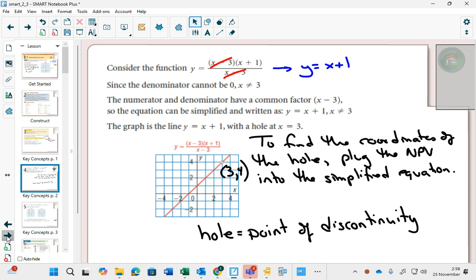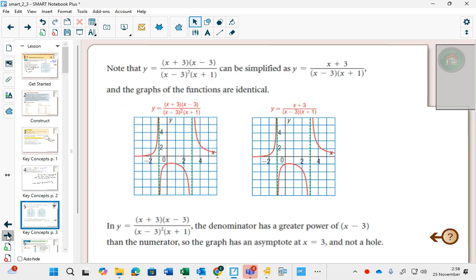You find the coordinates of the hole by plugging the non-permissible value into the simplified equation. And here's an interesting one they have on the next page, where one of these x minus 3's would cancel out. Technically, that should make a hole, but there's still another x minus 3 on the bottom that stays, so it would stay as a vertical asymptote. Any non-permissible values that are left after you simplify will still be vertical asymptotes. So this is an example of one where something canceled out, but it didn't make a hole, because you can't have a hole on a vertical asymptote, which is already showing that it's not there.